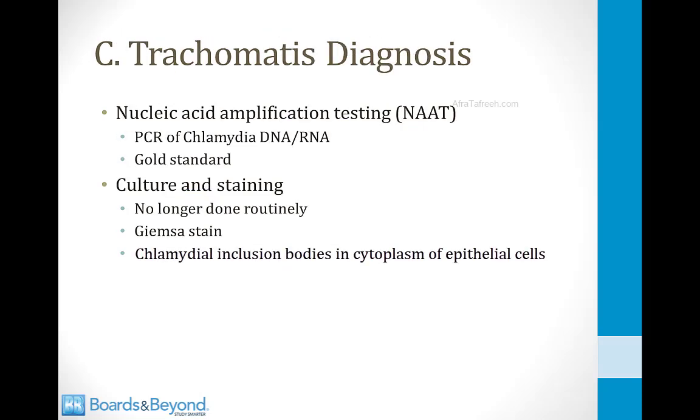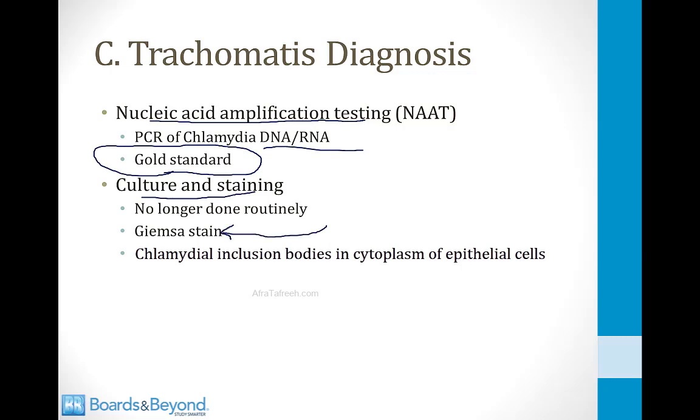If you want to test a woman or a man for infection with chlamydia, the test of choice is called a nucleic acid amplification test. This is a PCR of the chlamydia DNA and RNA, and this is the gold standard for identifying infections. Culture and staining are not done routinely anymore. Remember that the Giemsa stain is very useful for chlamydia, and you can see chlamydial inclusion bodies in the cytoplasm of epithelial cells sometimes under the microscope.